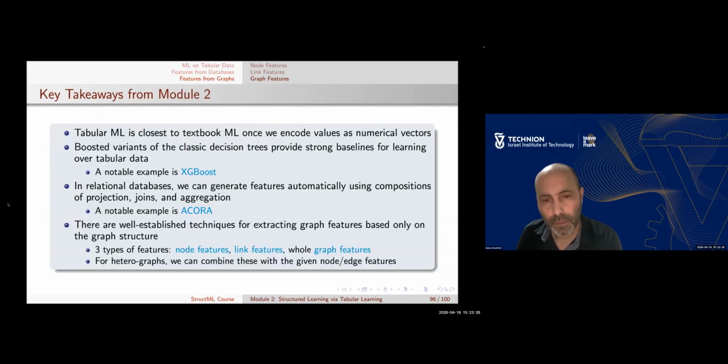And when you look at graphs, there are well-established techniques. They extract graph features based only on the structure of the graph. We talked about node features, link features, and graph features. And again, I will say that when you have heterographs, then they come with their own features, and you can combine the graph features with the features that are already given as part of the graph. And that was it.